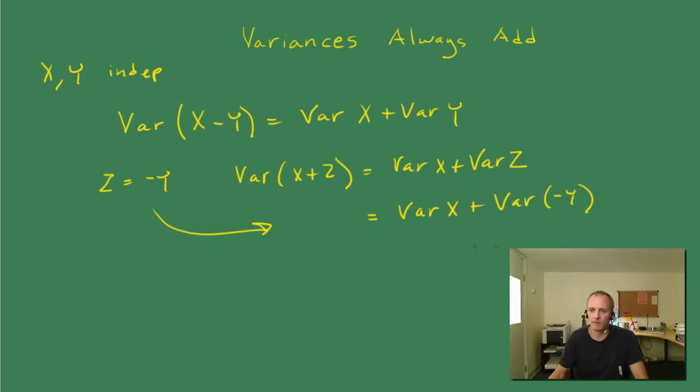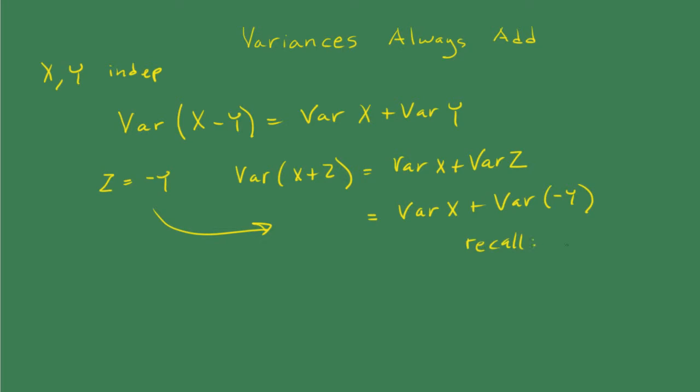Now recall that when we have a variance of a constant times a random variable, say cy, the c comes out squared outside the variance, so we end up with c squared times the variance of y. That's actually quite easy to show. I'm not going to spend time doing that here, but just note that.